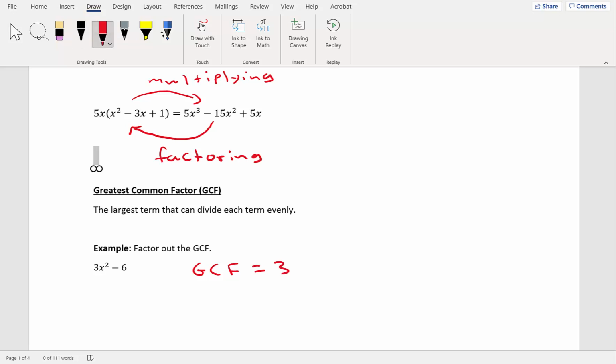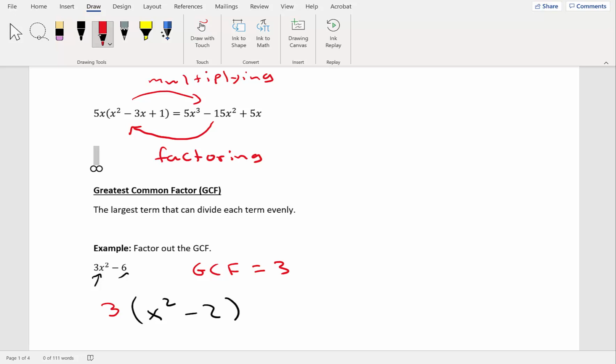So let's go ahead and factor out a 3 from both of those terms. Let's see what we end up with. So if I factor out a 3 from the first term, I'm left with x squared. If I factor out a 3 from the second term, I'm left with the 2. So factoring out the GCF, I have 3 times x squared minus 2.